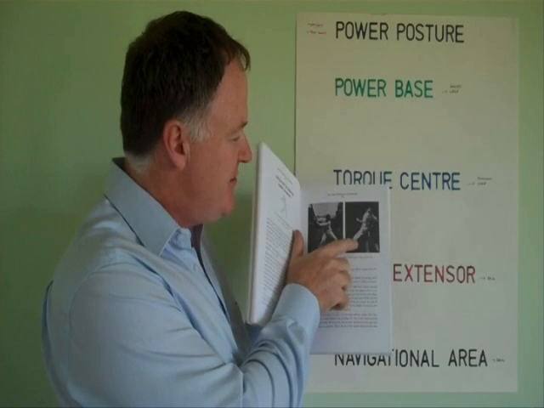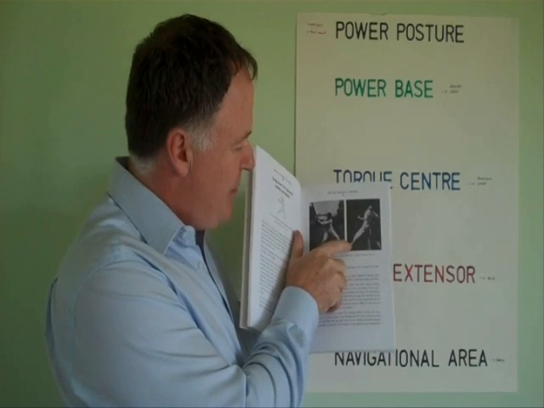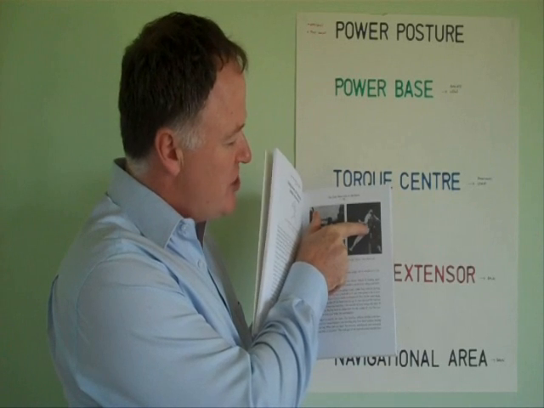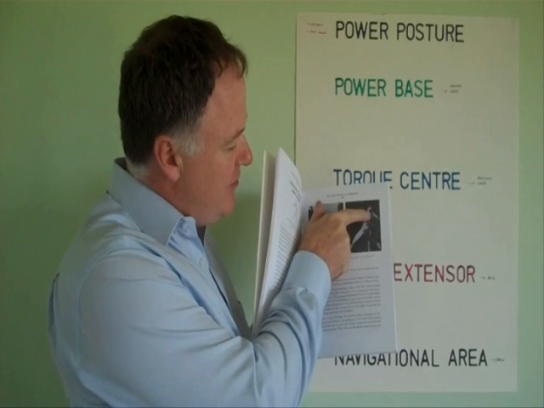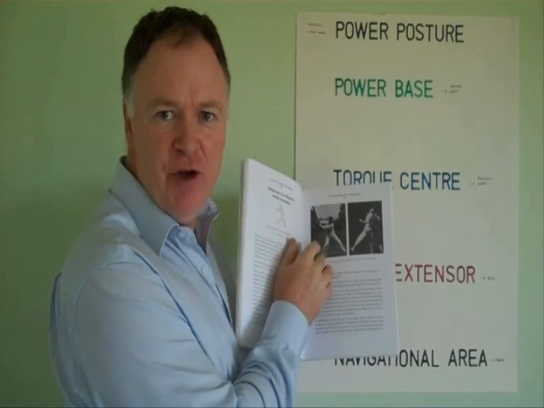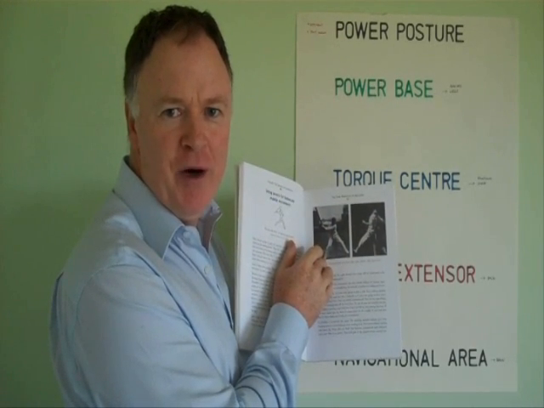And Frank Tyson, we can see the power base with the legs, the rotational or torque centre, the back extensor and the head, allowing him to transfer forces into the ball bowled.